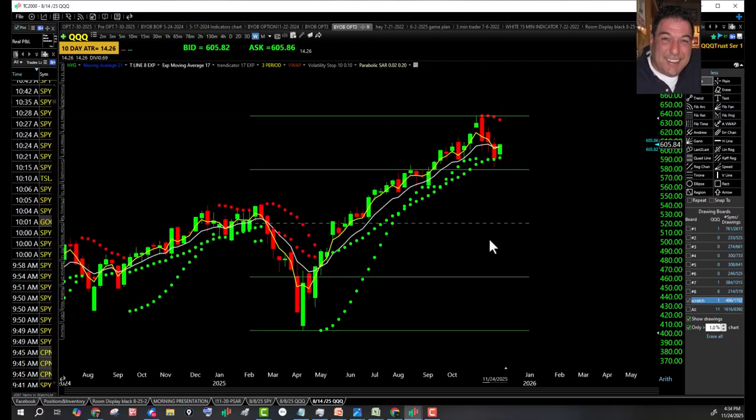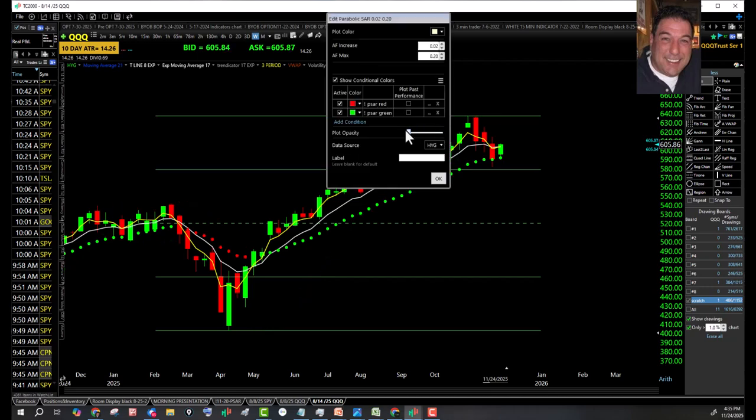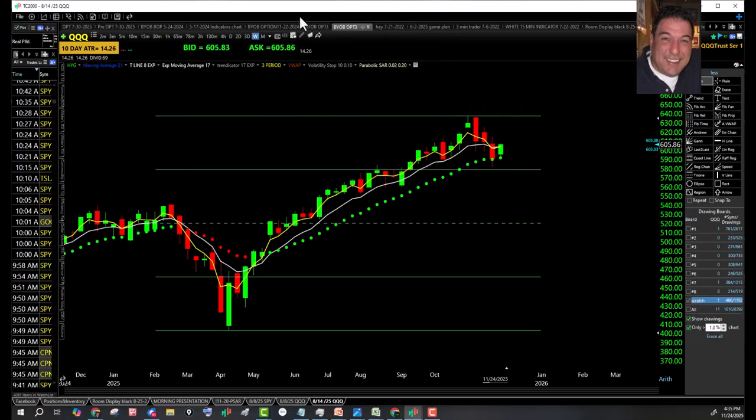Weekly chart, still in an uptrend. Nothing's broken yet. Got a little 3 candle pullback right there. Still got the uptrend. We haven't made any lower lows yet. Take this one and just dial this back, that way it doesn't look confusing.